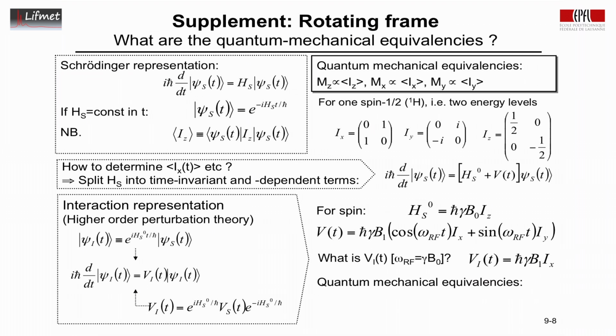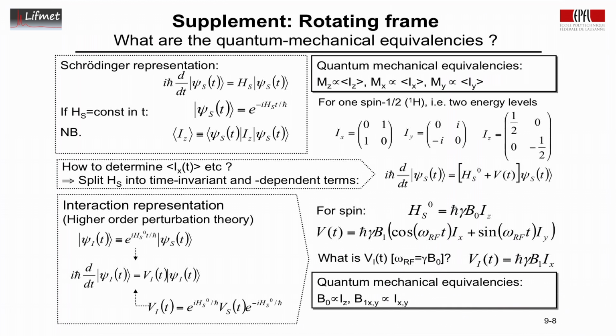So we have an additional quantum mechanical equivalence: the B0 along z is proportional to the operator Iz, and the B1 along x or y is given by the operator Ix, Iy. That's what this term here is. This is the description of the RF field. So this is a short digression into quantum mechanics to remind ourselves that what is behind magnetic resonance is truly a quantum mechanical event.